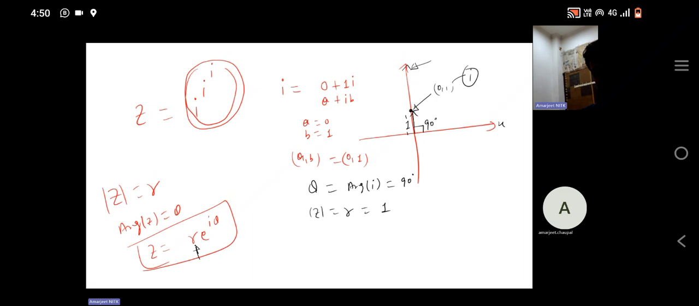So if you put here r equal to 1 and theta equal to 90 degrees, that is pi by 2, then z, that means iota, can be written as 1 into e to the power i pi by 2. That is e to the power i pi by 2. So you can say iota is equal to this. This is the Euler form of iota. So what you do, you just start from here.